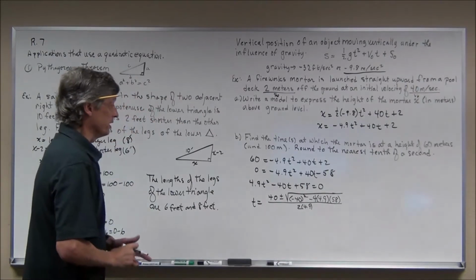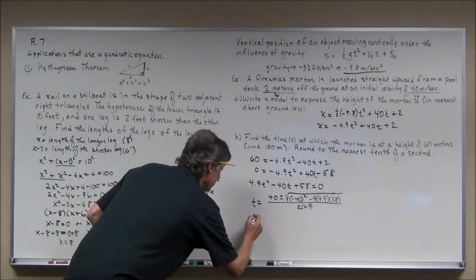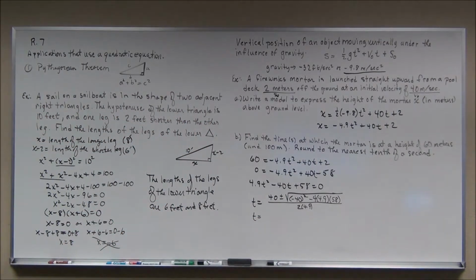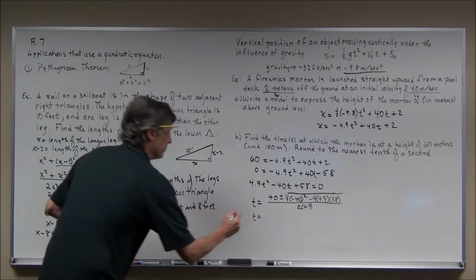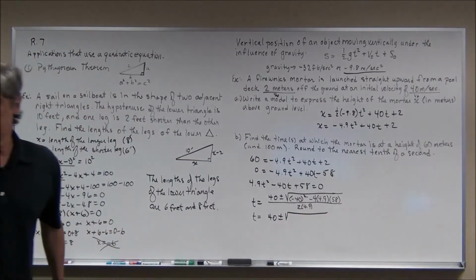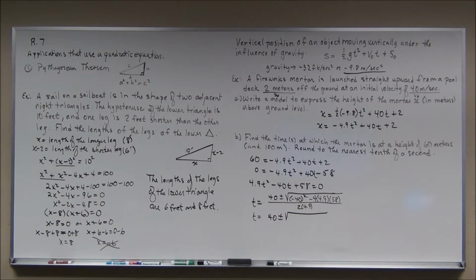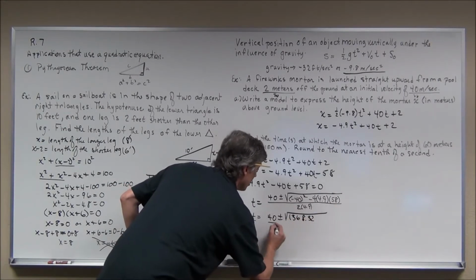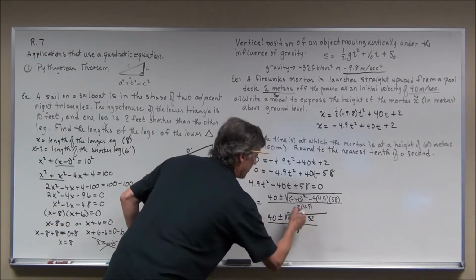Well, this starts to get real messy, and to avoid problems with this, I went ahead and did this on a piece of scratch paper so that I could speed this process up a little bit. And what I ended up with was 40 plus or minus the square root of, and it's a pretty good size number here, 1368.32, and that's all going to be over 9.8 when I multiply here.